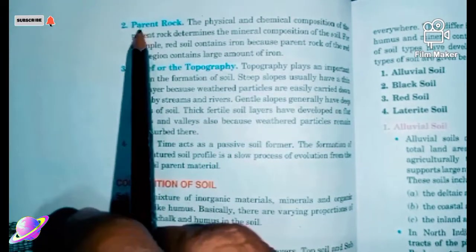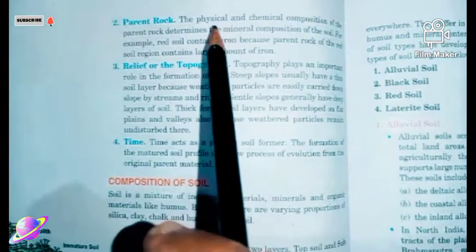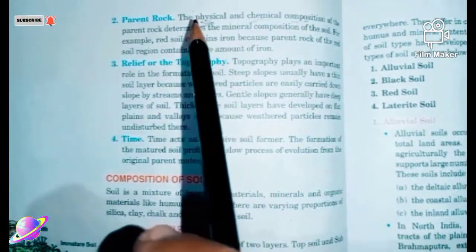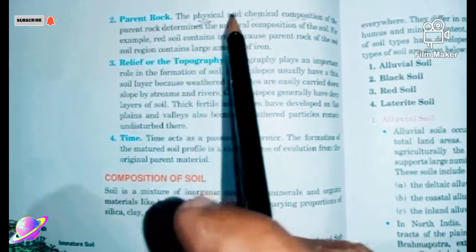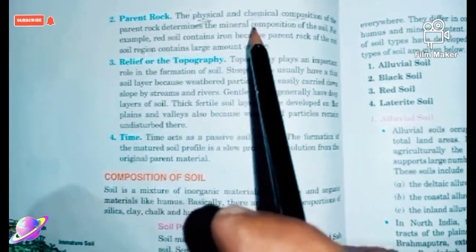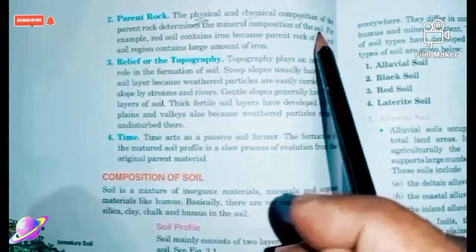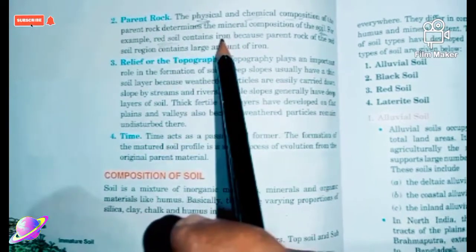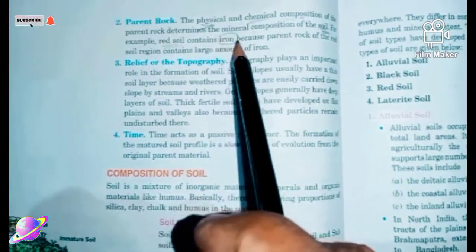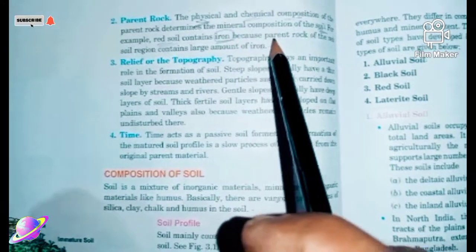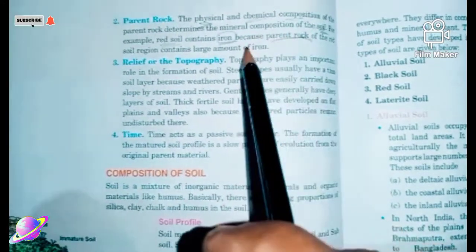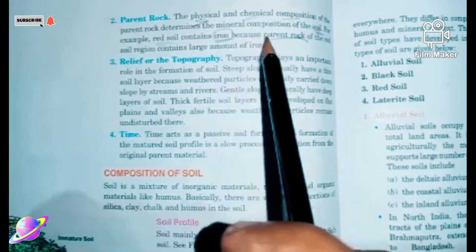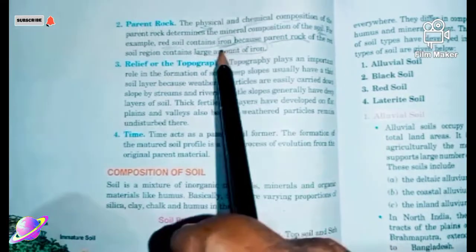Another important point is the parent rock. Parent rock has physical and chemical compositions, and we can find the same in the soil. For example, red soil. Red soil is red in color because of the presence of iron, and that iron is present in the parent rock. So we can understand that red soil got its red color because of the presence of a large amount of iron.